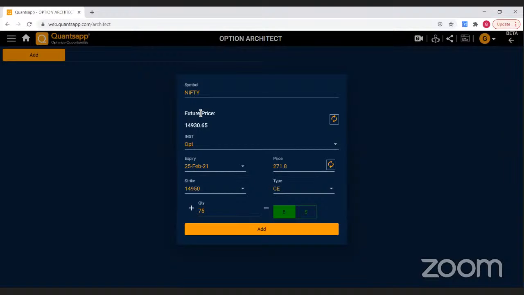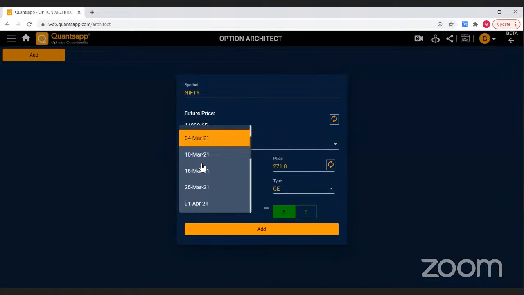I would rather say that particular series. So if I say the February series, the expiry will be on the 25th of February. And if I say March, then the last Thursday is coming on the 25th of March. So that's the end of the March series expiry.